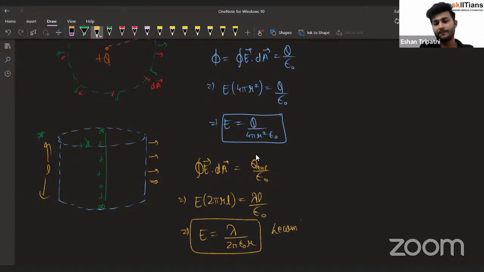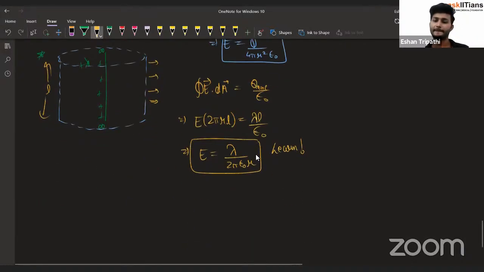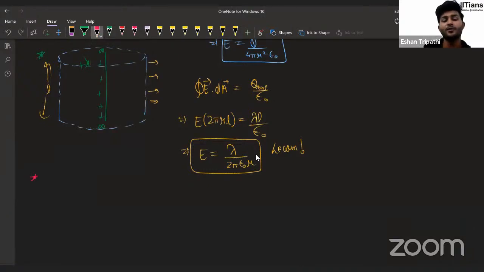Very common. Right? Then one more case we used to have: the infinitely large charge sheet.